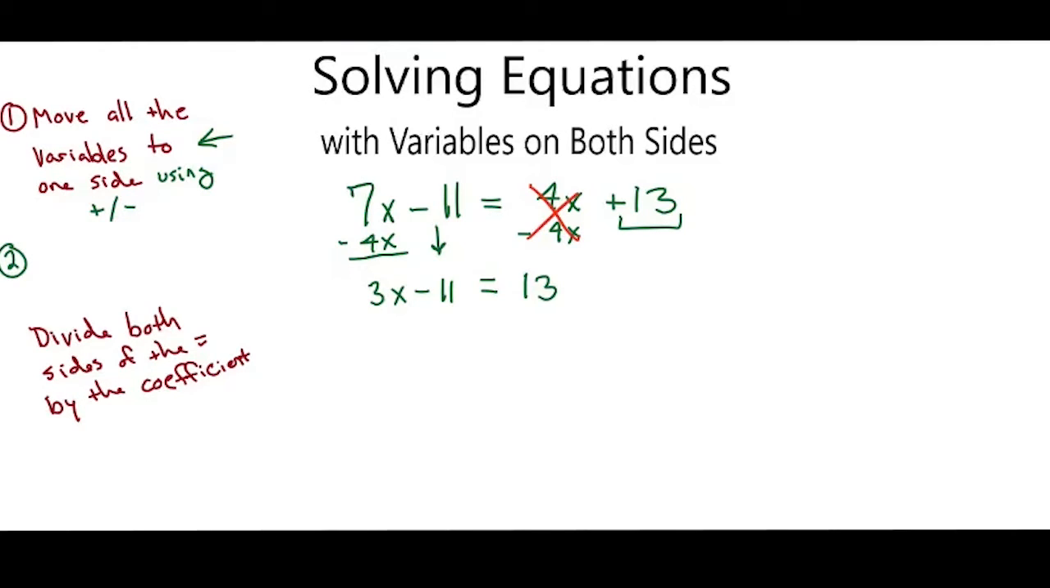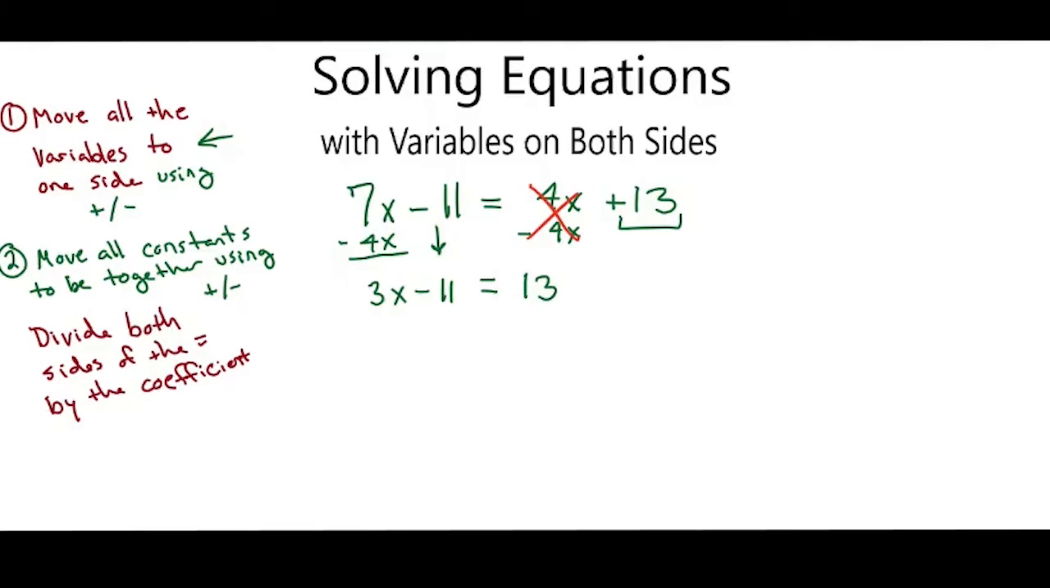All right. So what I'm going to do is I'm going to move all constants to be together using plus and minus. Make sure that when you move them, you move them to the opposite side from where the variable is. Don't move the 13 over here. Okay? Don't do that. You want to move this minus 11 to the other side.